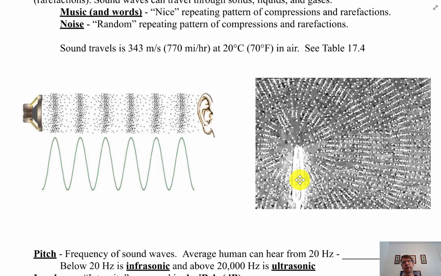But a tuning fork is one of the most pure kinds of notes that you will have, with a few other what we call overtones mixed in. We'll talk about that, harmonics.